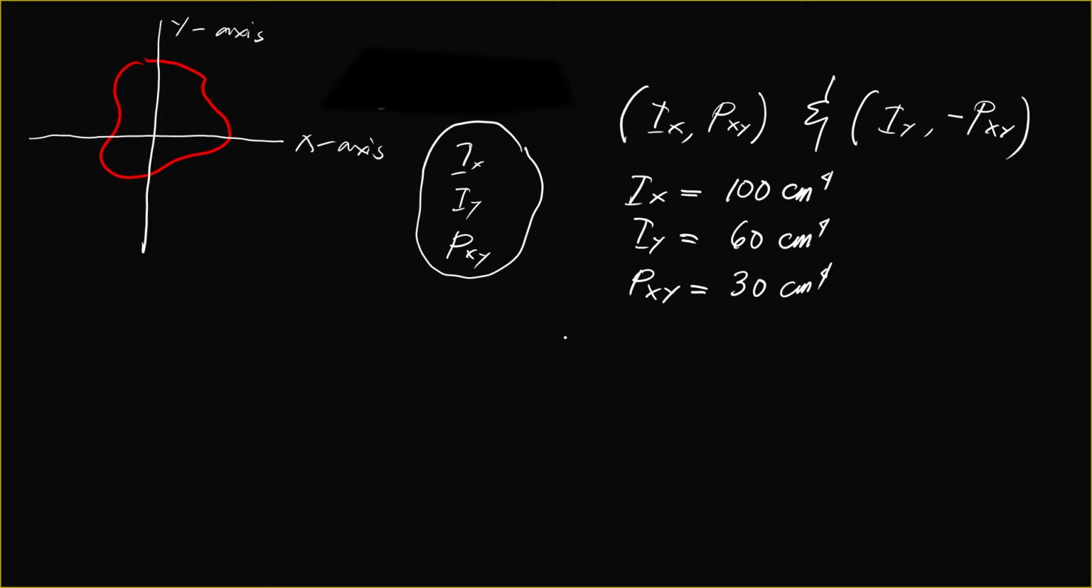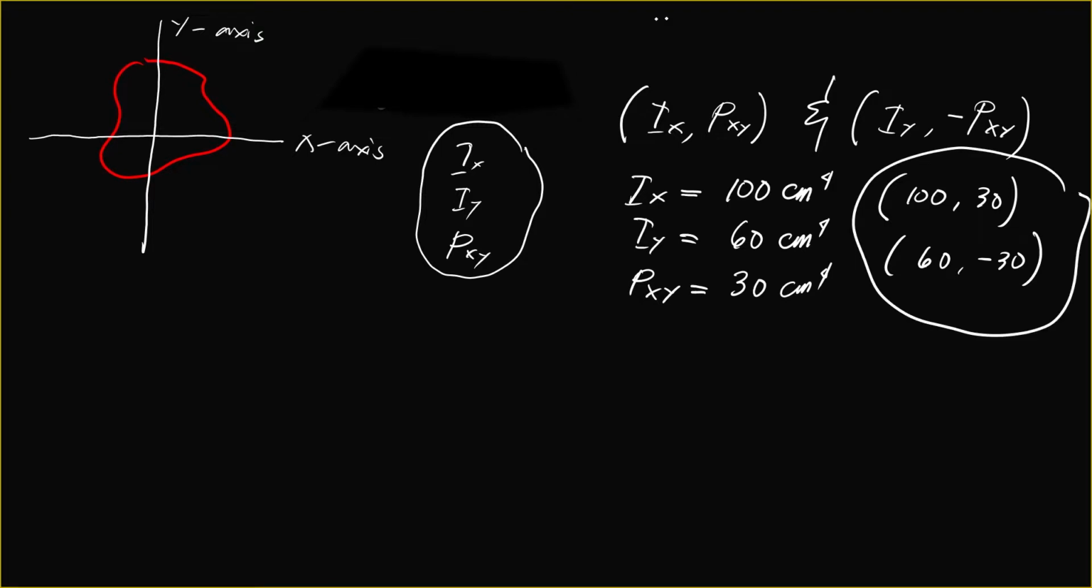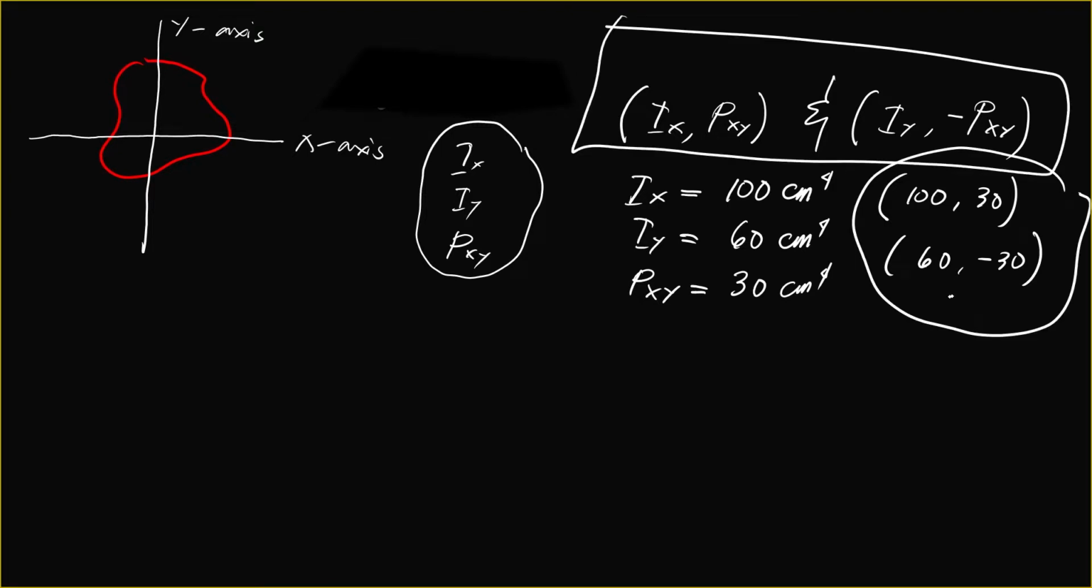Okay, so kailangan mo ng dalawang points. Ano ang dalawang points? Ang dalawang points natin ay 160, 130, and the other one is 60, negative 30. Diba? So ito ang mga points. Okay? So 100 ang Ix, dito. Tapos, ang Pxy niya is 30. Tapos, ang Iy naman is 60, negative Pxy. That's why you have here negative 30. Okay? So dito ito nanggaling.